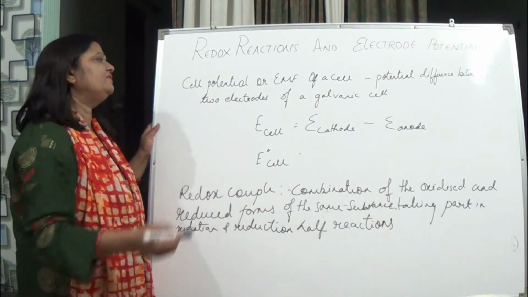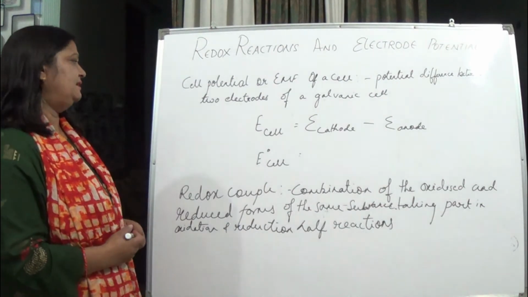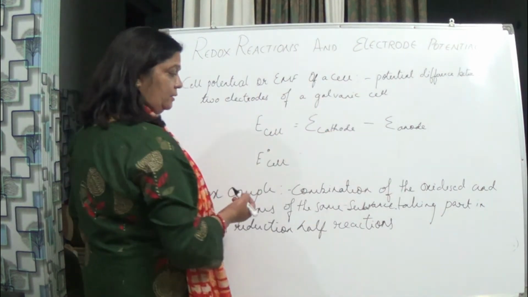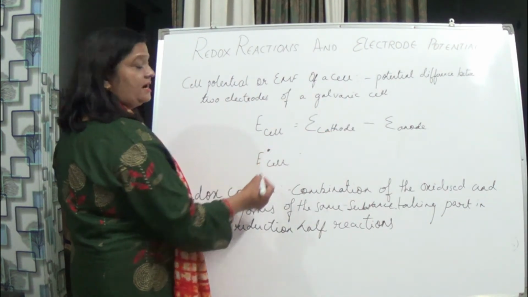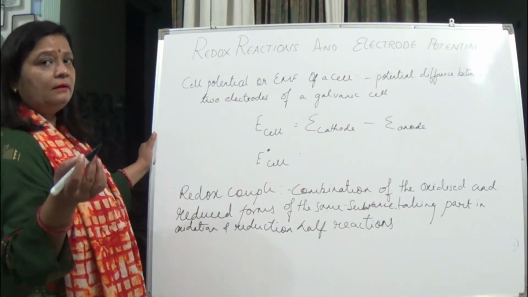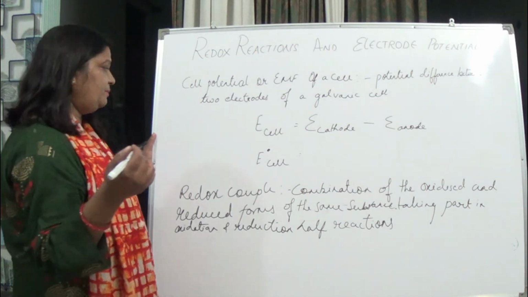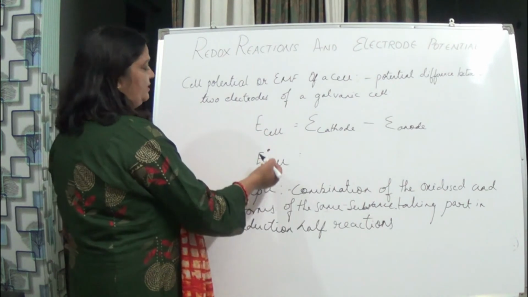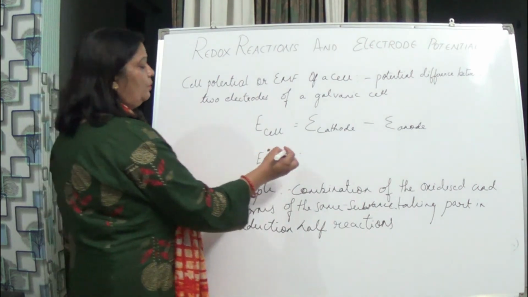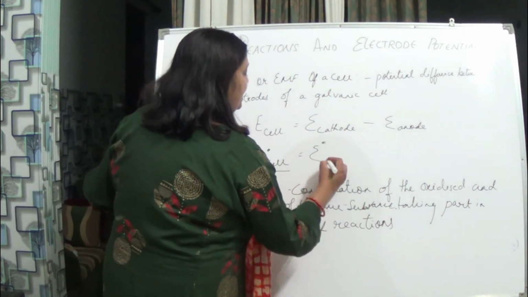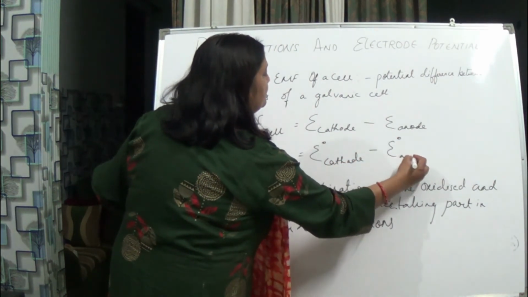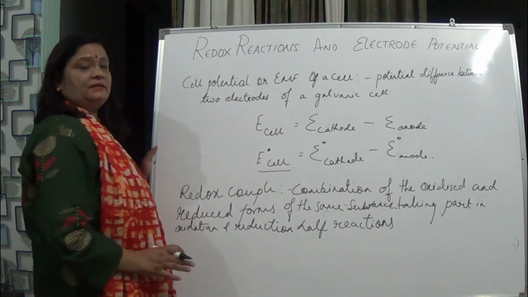Now coming to the cell potential or EMF of the cell. What is this? This is the potential difference between the two electrodes of the galvanic cell. It can be calculated, and it is written as E cell, that is equal to E cathode minus E anode. If we are taking it in standard condition, standard condition means 1 M concentration, temperature 298 Kelvin, and if it is a gas, then pressure will be 1 atmospheric pressure. So if we are taking the cell potential in standard condition, we will be adding a naught over here. So E naught cell is equal to E naught cathode minus E naught anode.